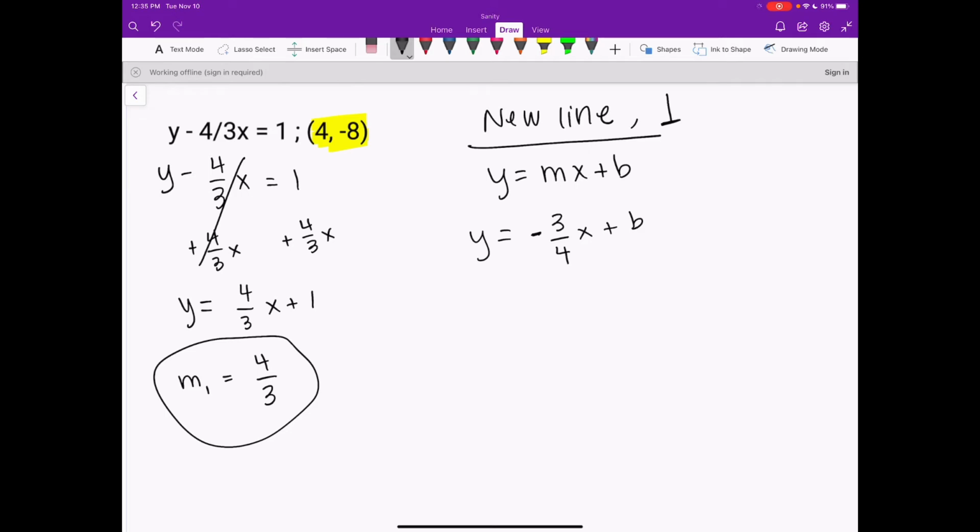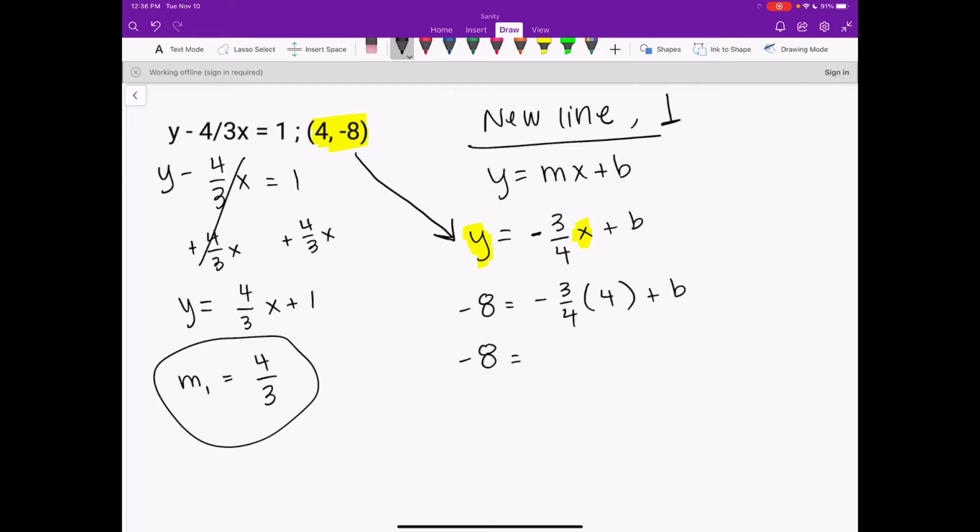Now I can say, let's plug in that point. Again, I'm going to take that point, (4, -8), and plug it into wherever I have a y and wherever I have an x. So my y coordinate from that point is -8, equals negative 3/4 multiplied by my x coordinate, which is 4, plus b. Now we just have to solve for b, because this equation right here is all in terms of b. And that's the last piece of information that I need in order to write my new equation for the line.